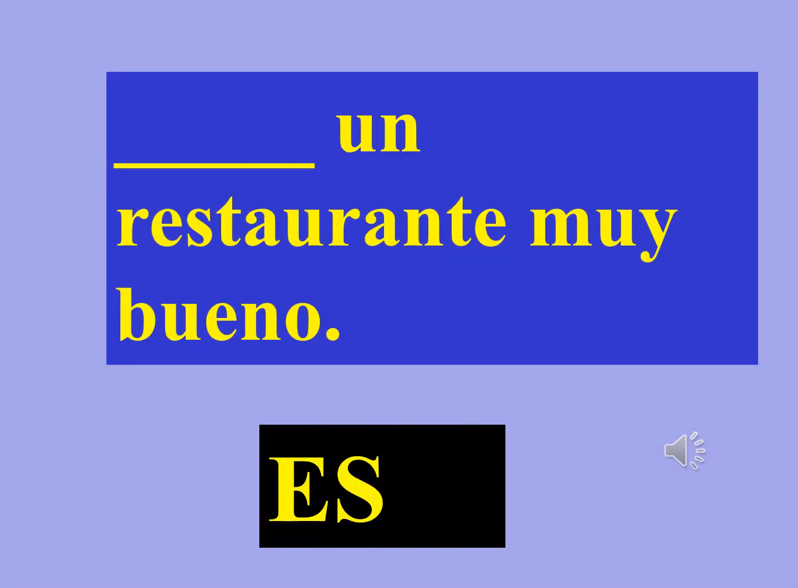Here we have a thing that we're describing. It obeys the same rules. Because it is a description, we are going to use a form of ser. In this case, it's going to be es because it's referring to a singular restaurant. It's not I, it's not you, it is the restaurant, kind of like it. And so we go with es.